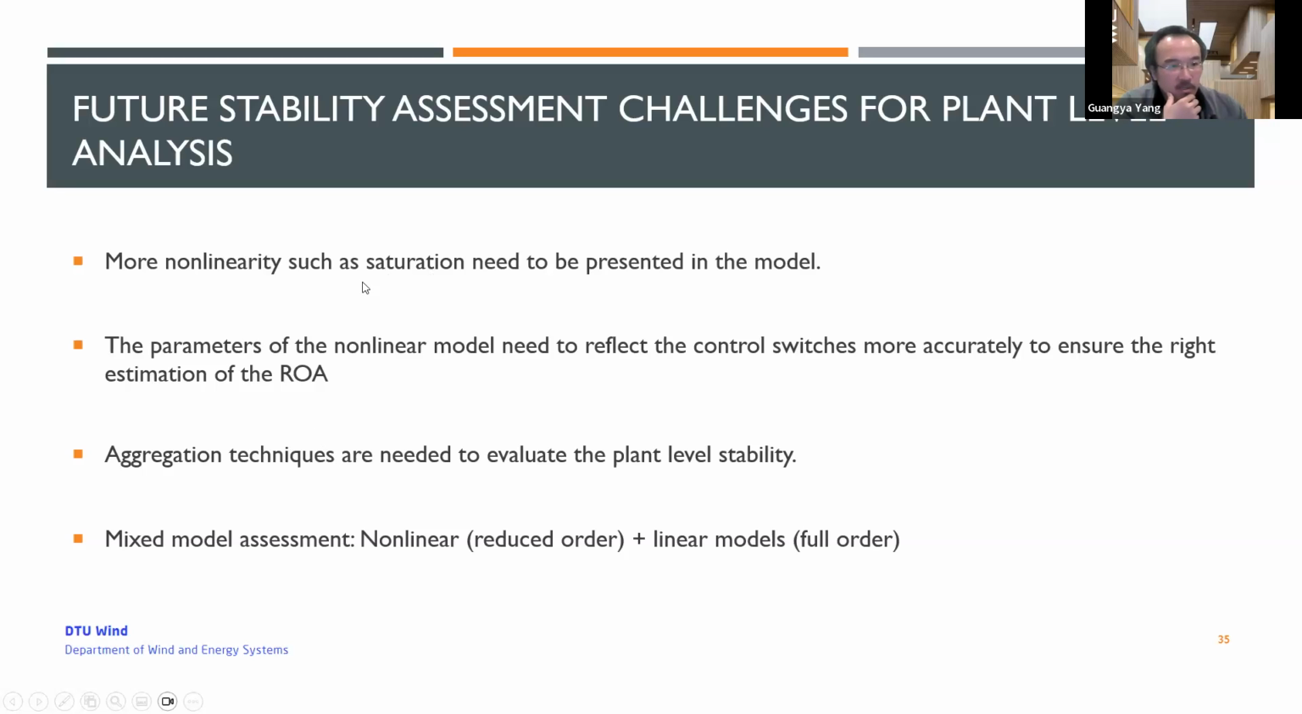Because once you have saturation, the starting point of XF is fixed at a certain point, since that value is limited. That means you have a better chance that XF is within the ROA that the system has.